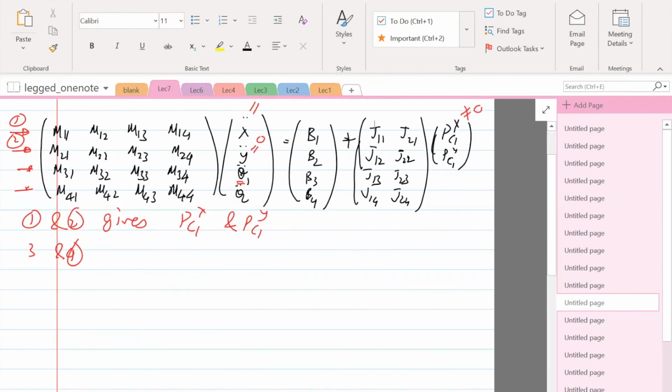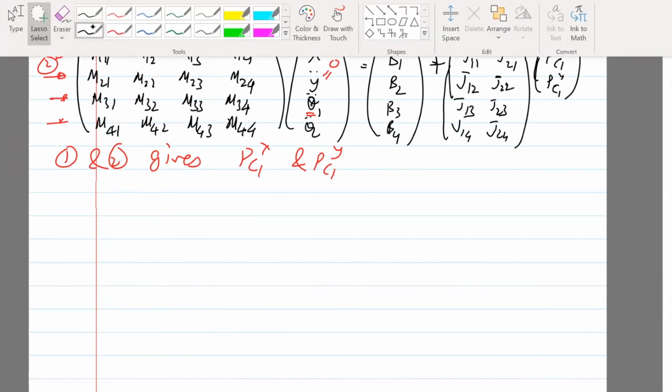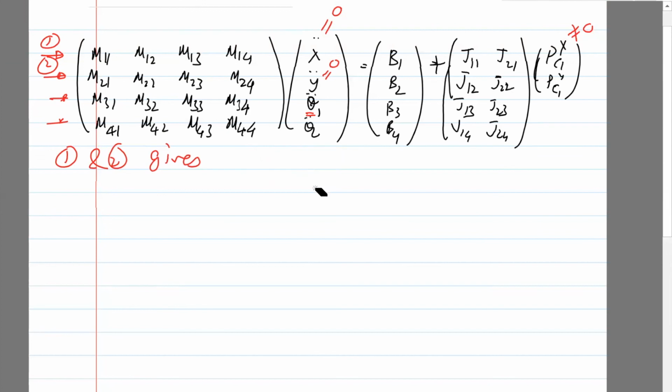Okay, so as I said, lines 1 and 2 give you the reaction forces. If you want to see how it looks, let me just write it down first. It gives PC1X and PC1Y.